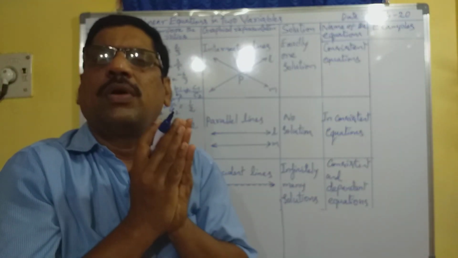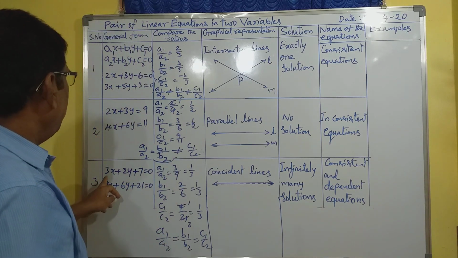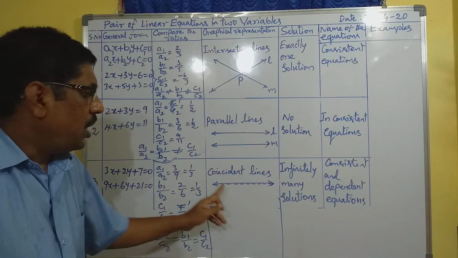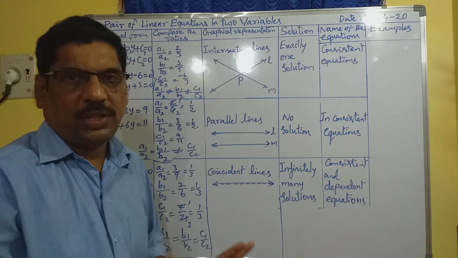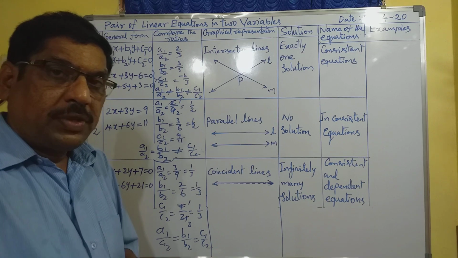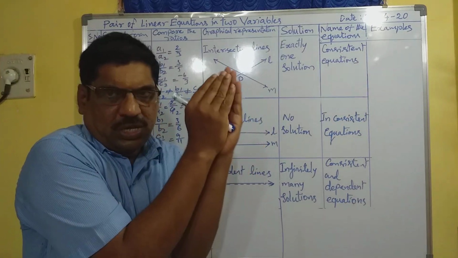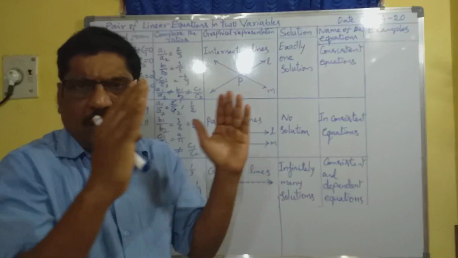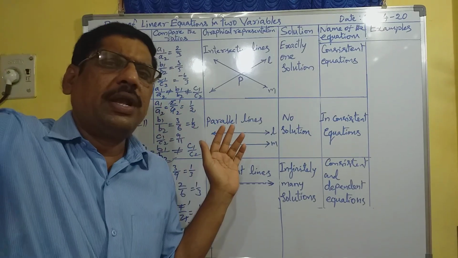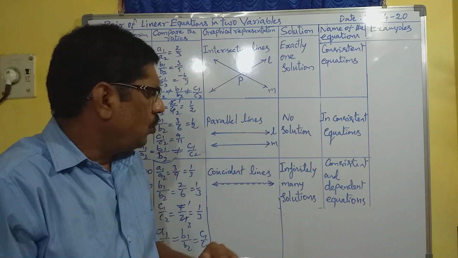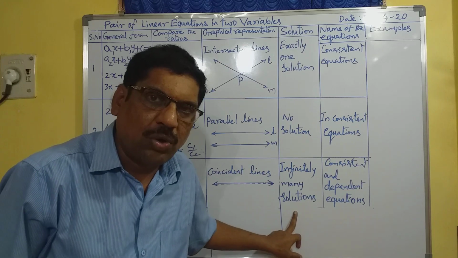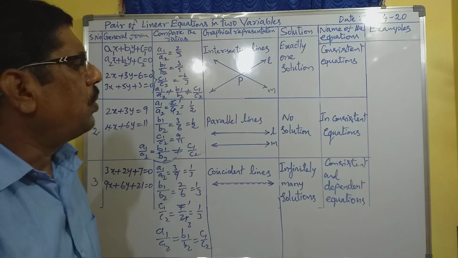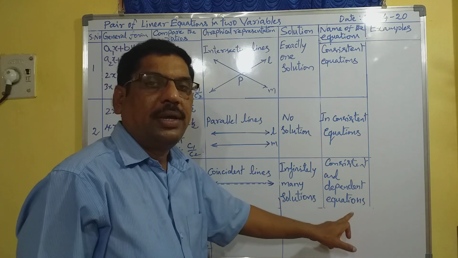Okay, when do we get such type of lines? Whenever the ratios between the x coefficients, y coefficients and constants, that is a1 by a2, b1 by b2 and c1 by c2, are equal to each other, definitely we will get coincident lines when we draw graphs for the given equations. Now, when two lines coincide with each other, we will have infinite points in contact. They will have infinitely many points in common. So we can say that there will be infinitely many solutions for this type of equations. Okay, and these type of equations we call consistent and dependent equations.